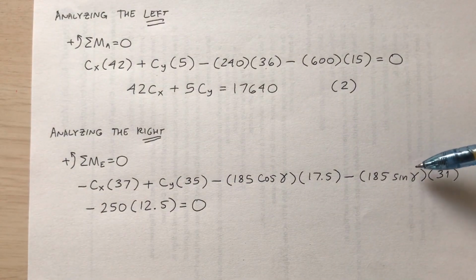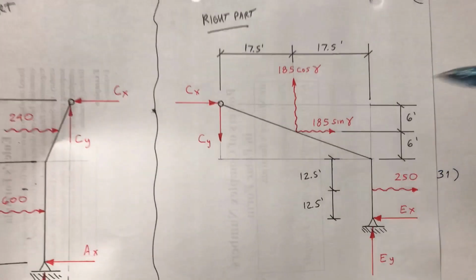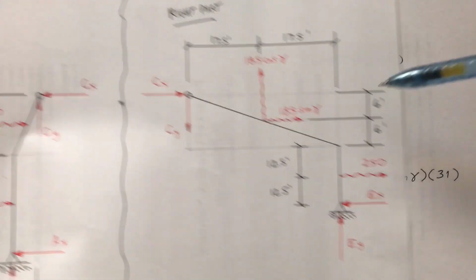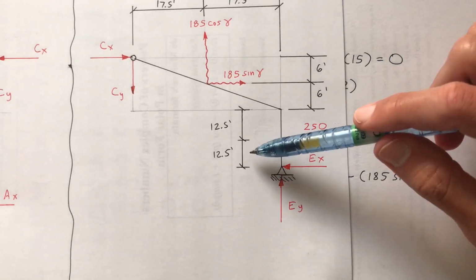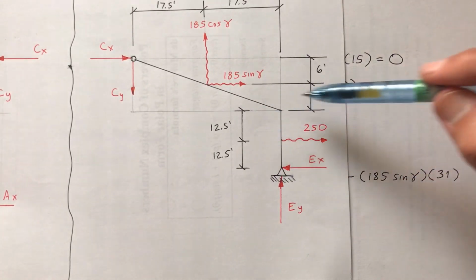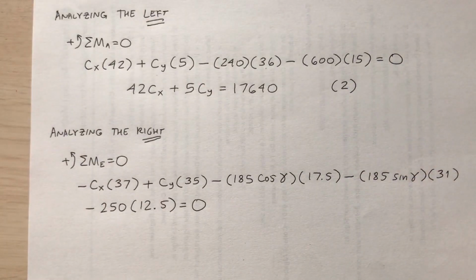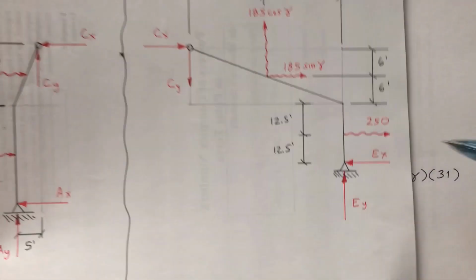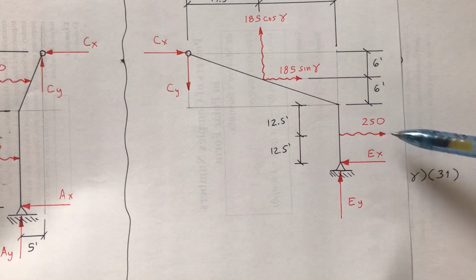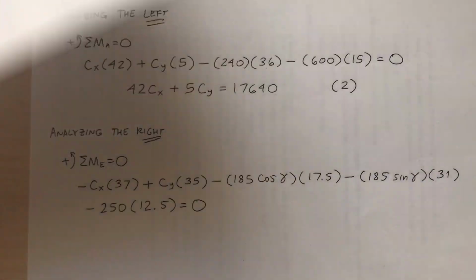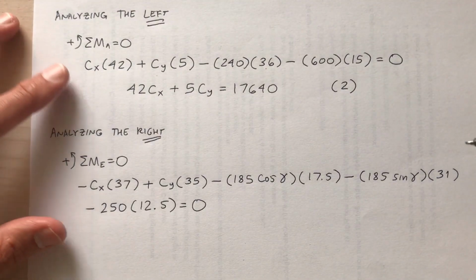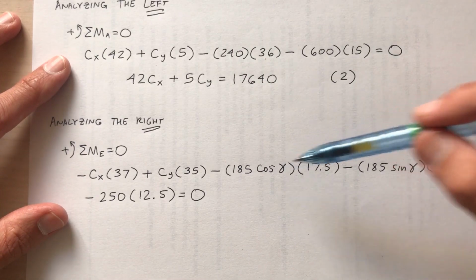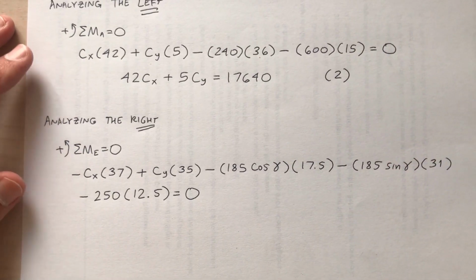Okay, and then what about 185 sine gamma times 31? What's the 31? 12.5, 12.5, that's 25, plus 6, that's 31. Minus 250 times 12.5, so that must be this one. 250, 12.5 foot moment arm. Okay, and remember, I know the exact values for sine gamma and cosine gamma. So now I'm going to clean all this up.